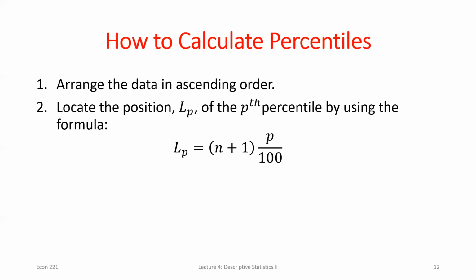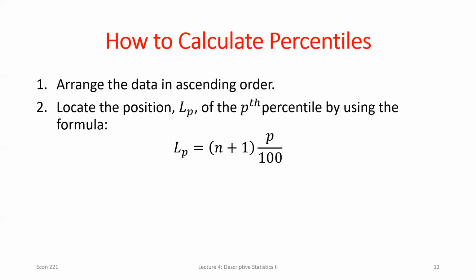10 plus 1 times 90 over 100. So what, 9.1? Am I doing this math correctly? No, I'm not. All right. 9/10 of 11. So 9.9. Right? So it's not quite right an integer value.